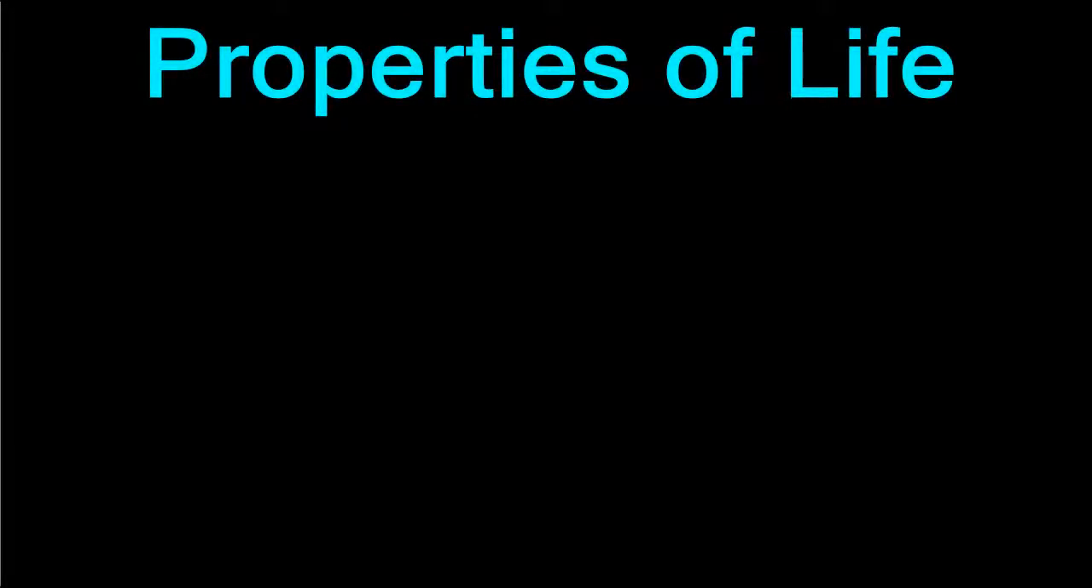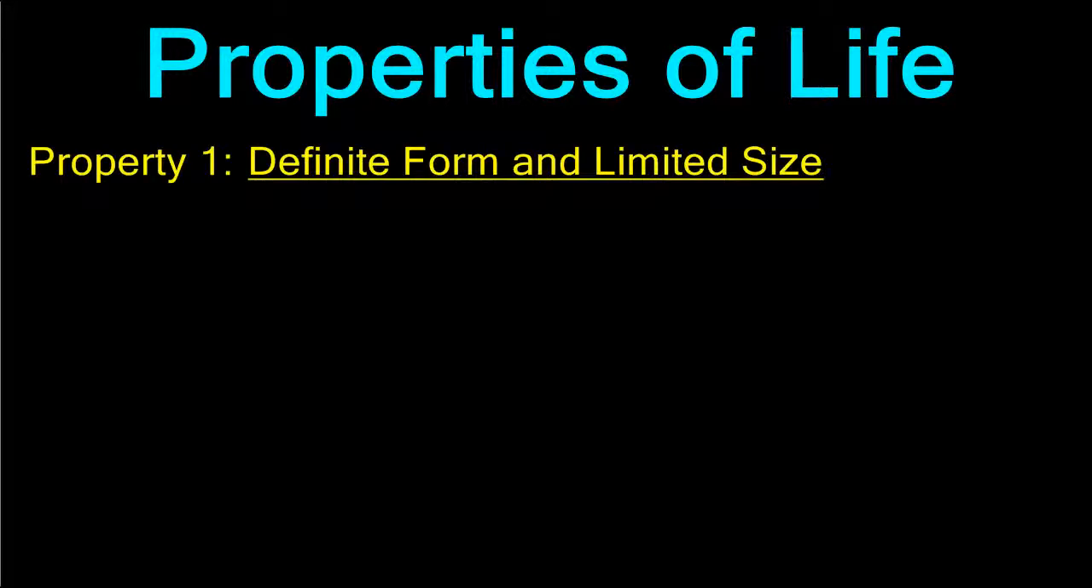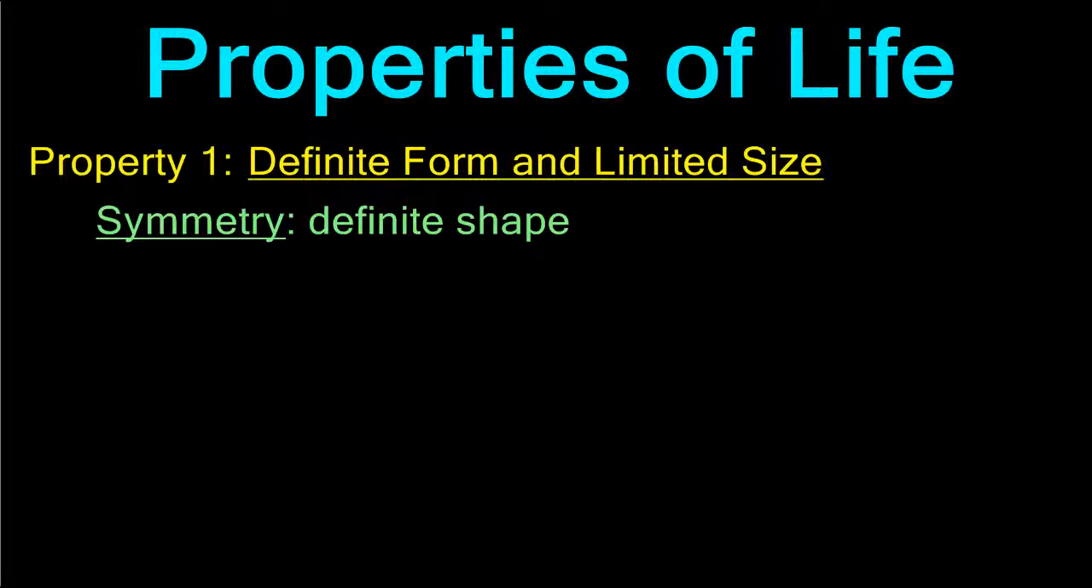This lesson, we will discuss in detail the properties of life. Remember that the properties of life are descriptions of an organism, qualities that it possesses. The first property that we will discuss is definite form and limited size. There are a few words that we will use to describe definite form and limited size.